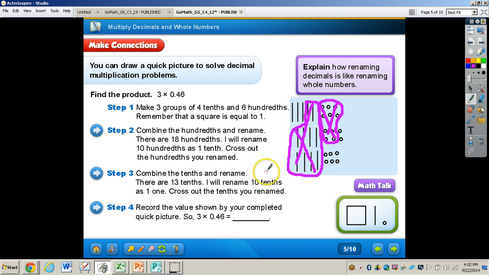All right. Now what we can see, we need to rename it, making my one whole. Let's move that over here. Actually, we can move it right over there. So we have 1 whole, 3 tenths, and 8 hundredths, giving us a grand total of 1 and 38 hundredths. Okay, now explain how renaming decimals is like renaming whole numbers. Just remember that when you have more than 9 in a place value, you have to rename it.